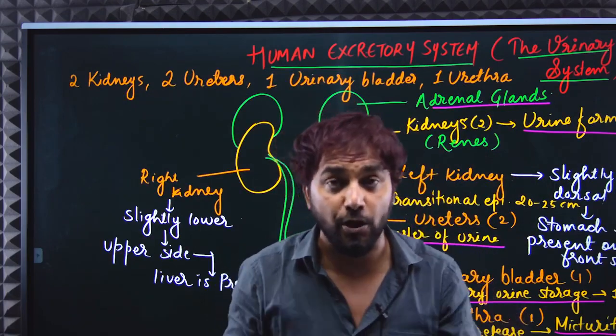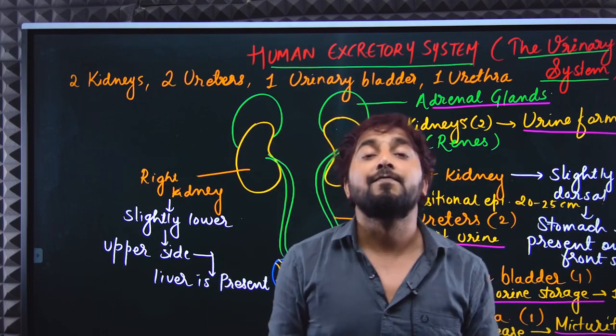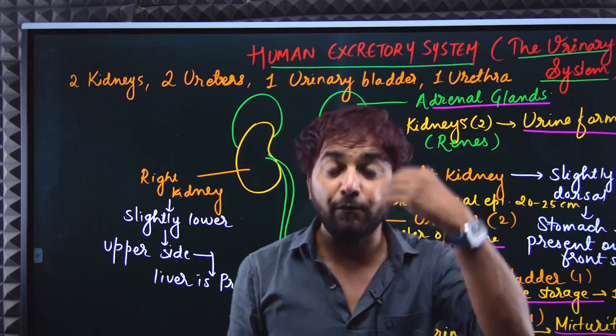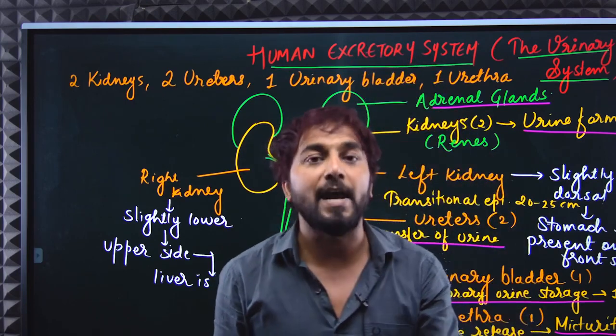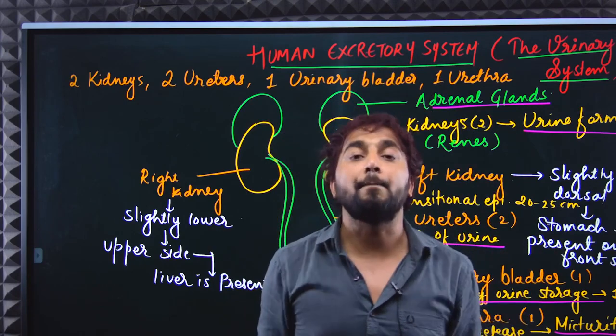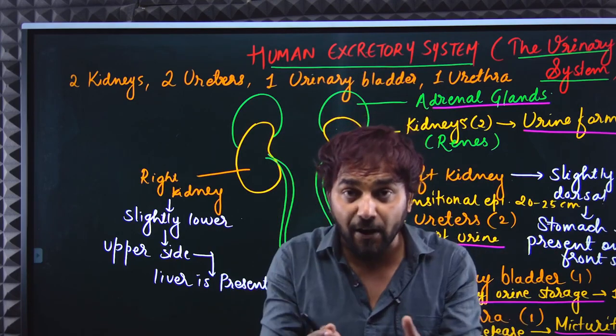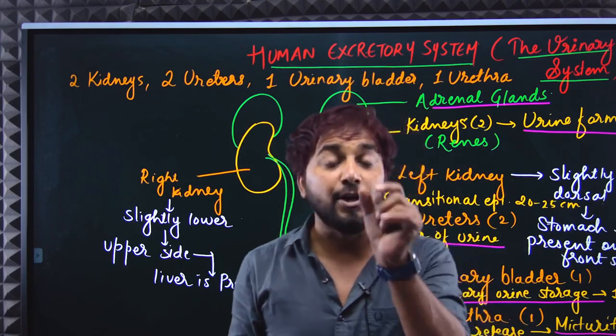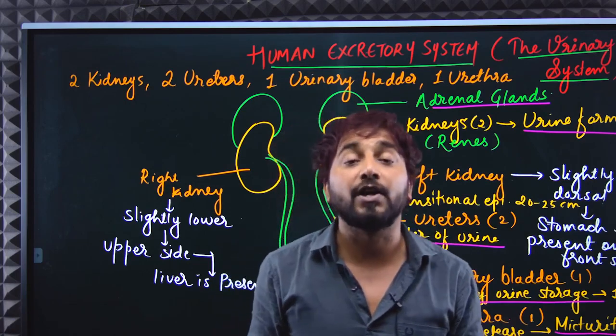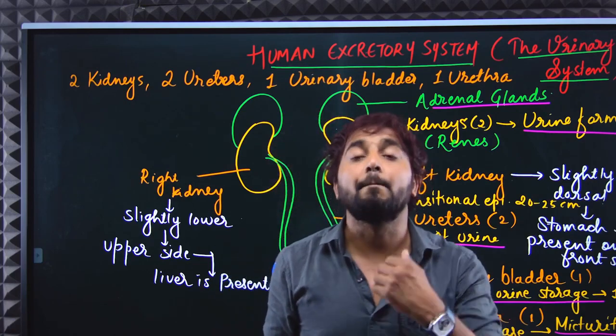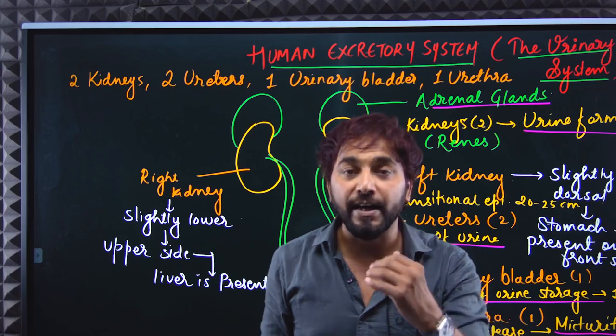All right, so in short, if we talk about the human excretory system, 2 kidneys, the function is the urine formation. 2 ureters, the function is conduction of urine from the kidneys to the urinary bladder. Urinary bladder is for temporary urine storage, and urethra is for the release of urine, called micturition or urination.